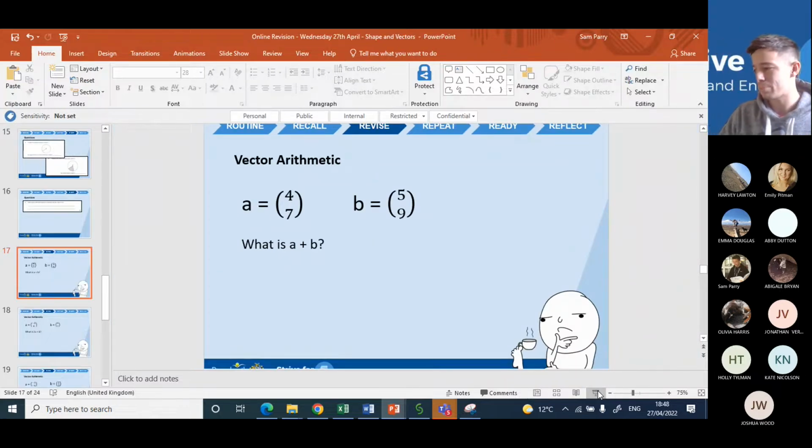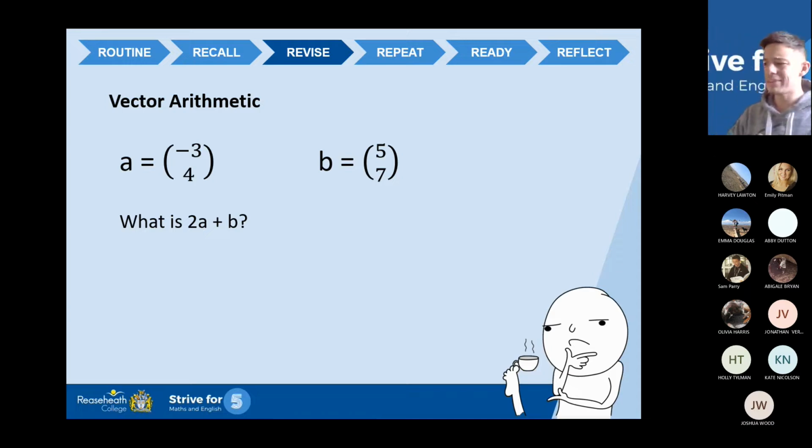Let's move on to the second example. Right, it says here, A equals (-3, 4), B equals (5, 7). What is 2A plus B? So, 2A. What do I have to do to this? What do you reckon? A is (-3, 4). What do you think I have to do to it before I do my addition? I'm asking you guys now. I should have said that actually. What do you guys think I should do? There's 2A. Times it by 2. Excellent.